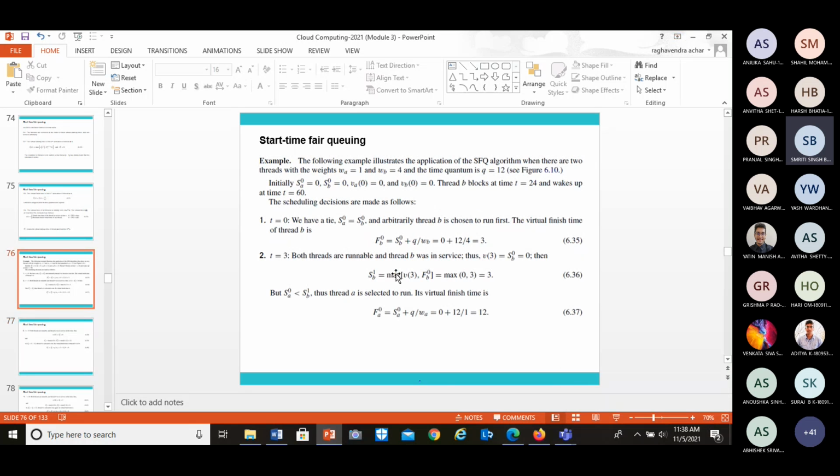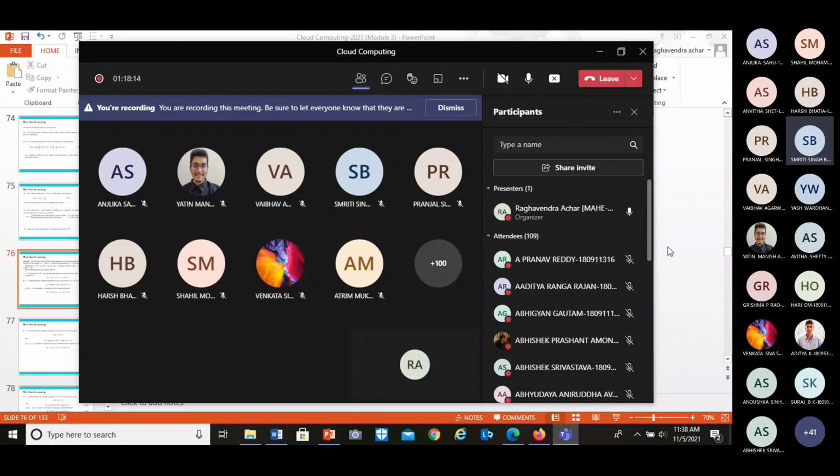Any doubt with respect to computing the finish time? Finish time is computed as start time plus total time quantum divided by weightage. Your quiz will start in 2 minutes.